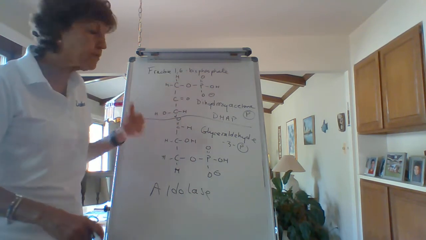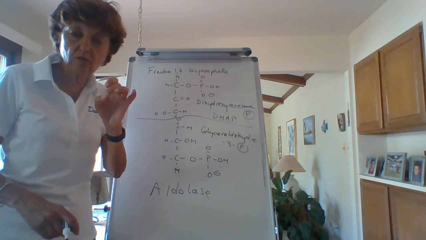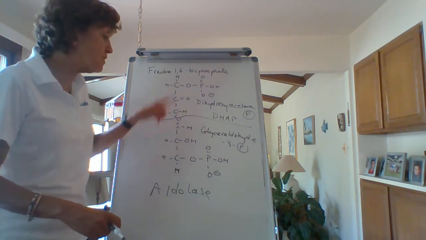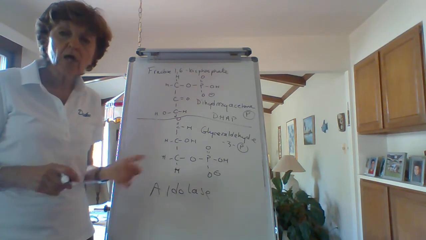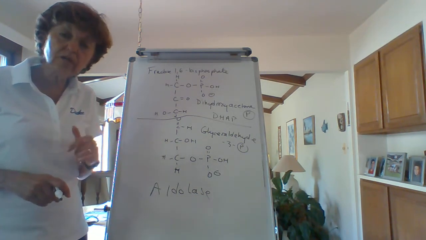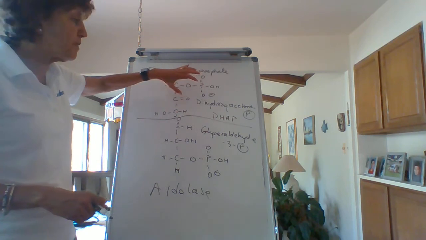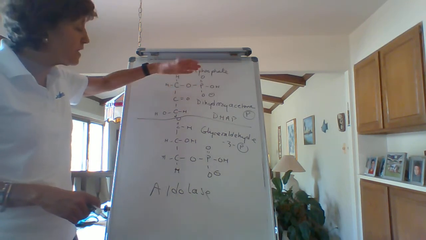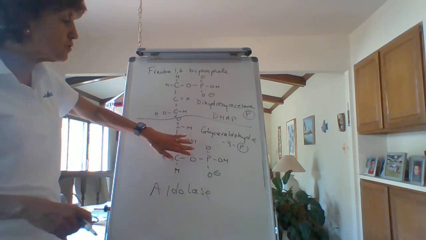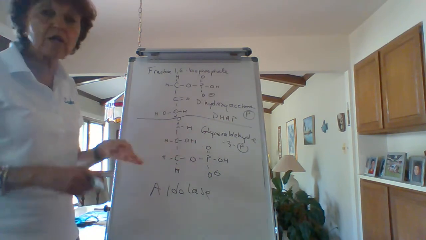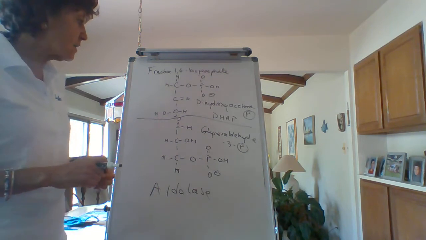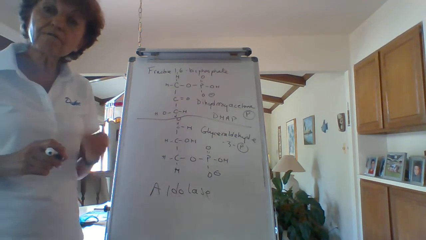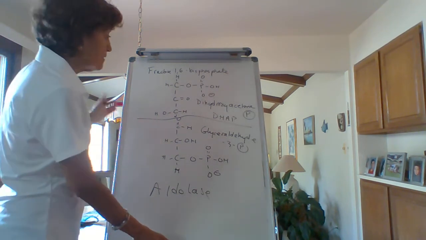Now, if you count all the carbons, all the hydrogens, all the oxygens, all the phosphorus, you will find that these 2 guys are isomers. They have the exact same molecular formula. So in the next step, what we're going to do is we're going to take this DHAP, this dihydroxyacetone phosphate, and convert it into glyceraldehyde 3-phosphate using an isomerase enzyme. So the next enzyme is triose phosphate isomerase.